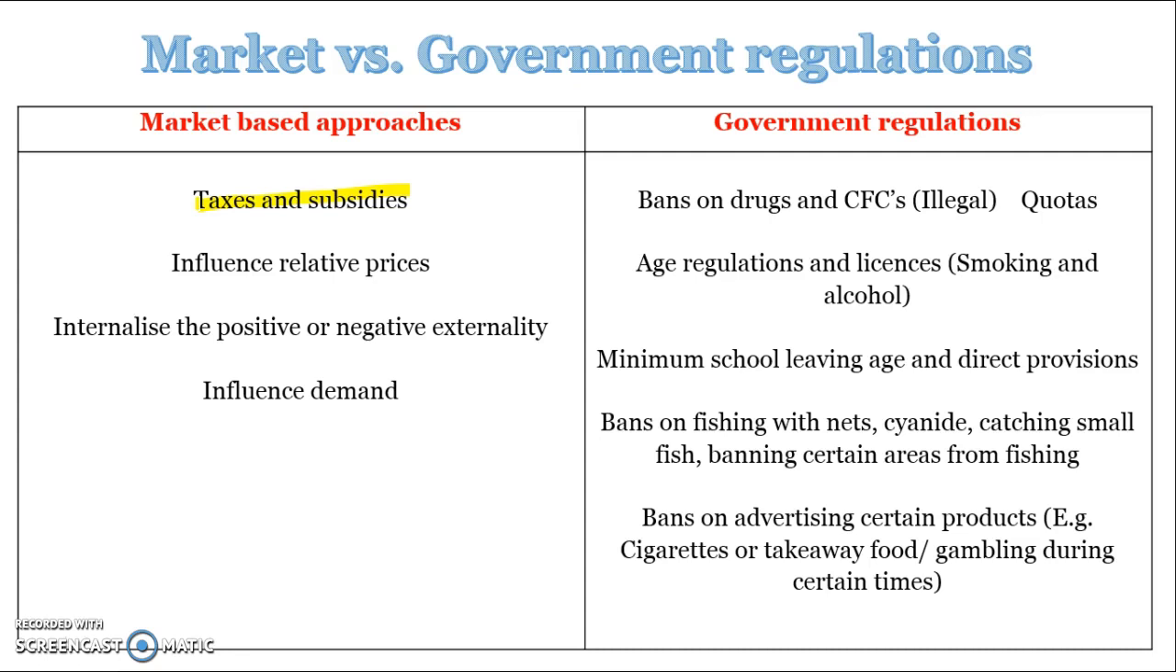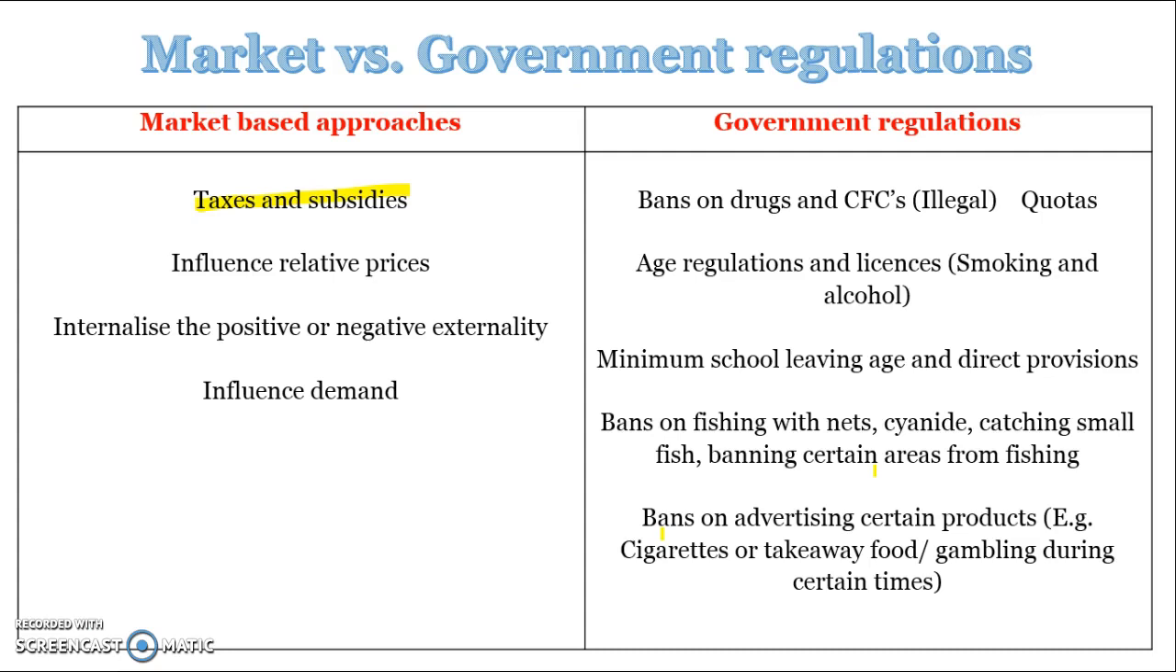Age restrictions and licenses are government regulations, which stop people from smoking. Minimum school leaving ages to keep people at school, that's an example of a government regulation. So not taxes and subsidies, governments regulating the market by either banning things, making things compulsory. So for example, it's illegal not to wear a bike helmet. That's an example of a government regulation. Bans on fishing with nets, cyanide, etc. Bans on advertising certain products, so you can't advertise the benefits of cigarettes.